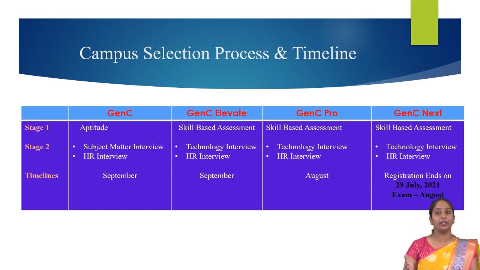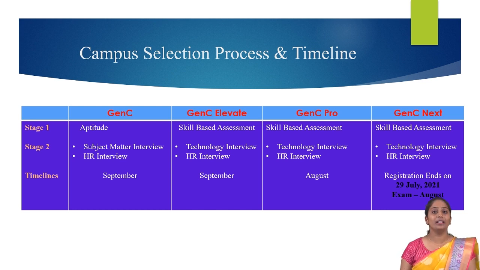If you clear this aptitude round, you will be sent to the next round, which is the subject matter interview. When I talk about the subject matter interview, whatever subject you belong to, like CSE, you need to be very thorough about your subjects. The interview will be completely based on your subjects and your resume. Whatever you put in your resume will be asked in the subject matter interview. The final round will be the HR round. If you clear all these rounds, you will be offered a package of 4 lakhs per annum. That is for GenC. Now comes the next profile, GenC Elevate.